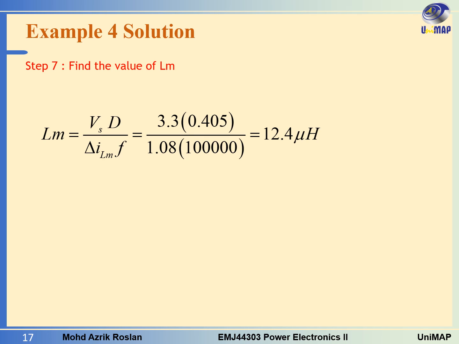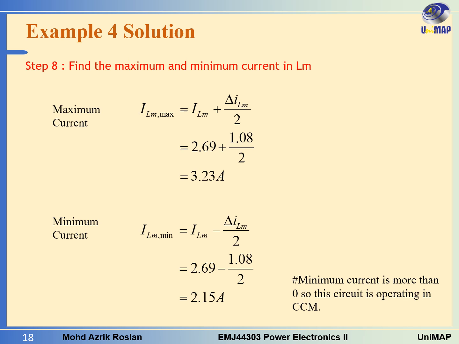And then based on the frequency that we selected and the value of delta ILM that we already found, we can determine the value for LM itself, the value for the inductor. Then when we substitute everything here, we will get 12.4 microhenry. Now we will verify the maximum and the minimum current. For the maximum current, we will find the value equals to 3.23, and for the minimum we will get 2.15.